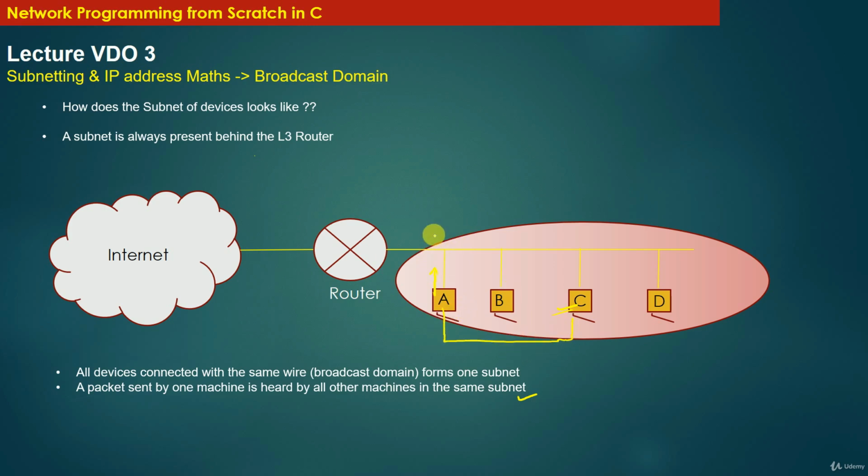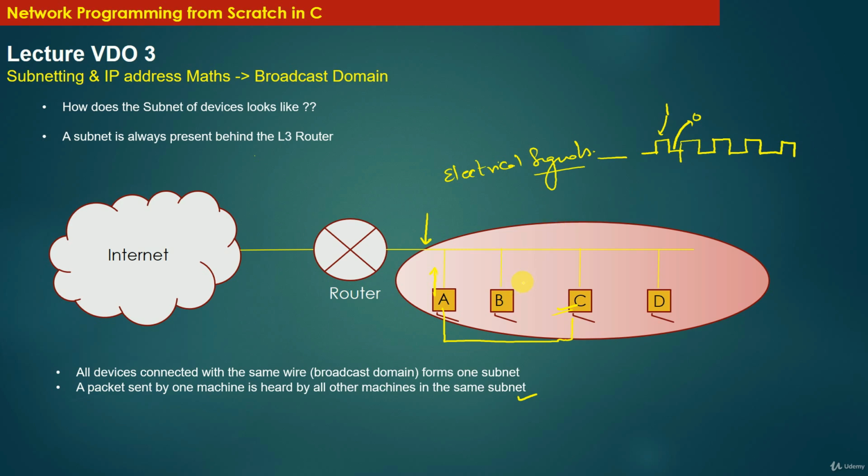Now if machine A places the packet on the wire, actually when the packet is placed on the wire, it means that machine A places electrical signals. So electrical signals are nothing but a varying voltage, a high and low voltage like this. High voltage represents a bit 1 and the low voltage represents a bit 0.